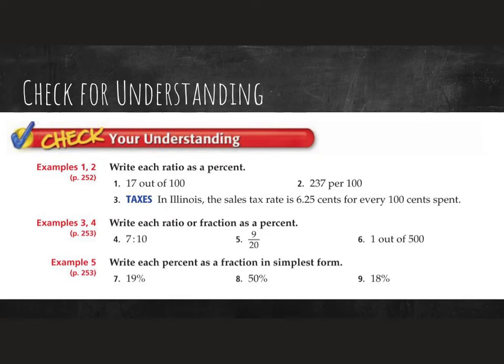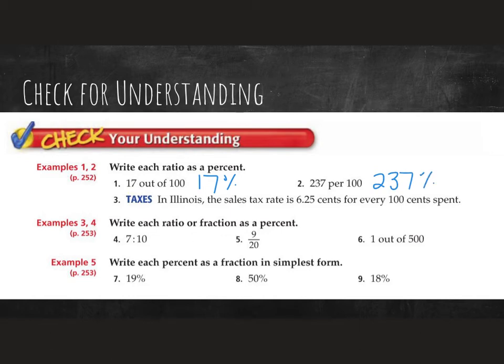Okay, write each ratio as a percent. Number 1, 17 out of 100. Percents are out of 100, so that's 17%. Number 2, 237 per 100. Percents are out of 100, so that's 237%.